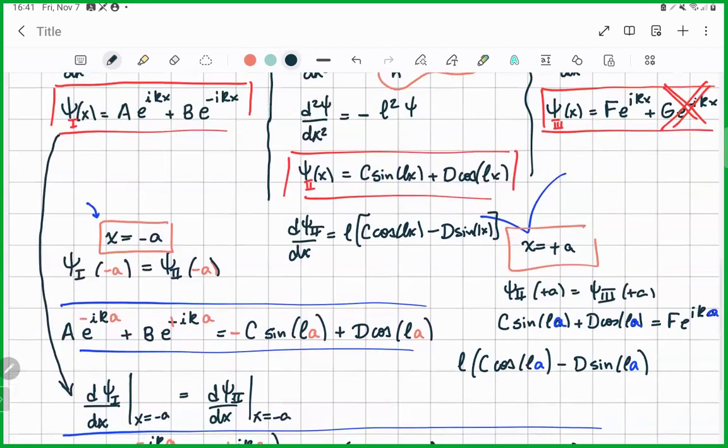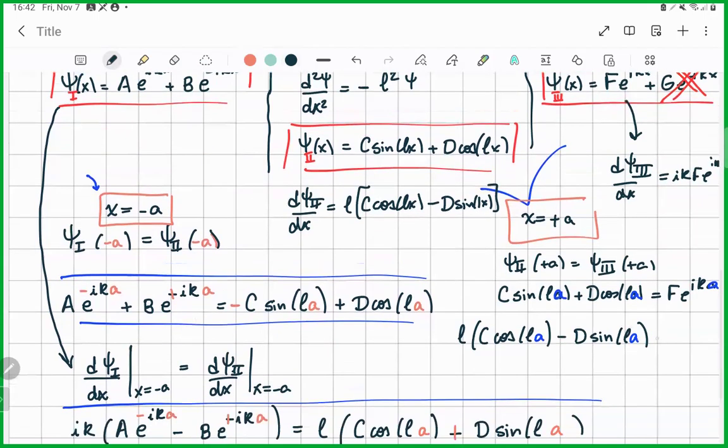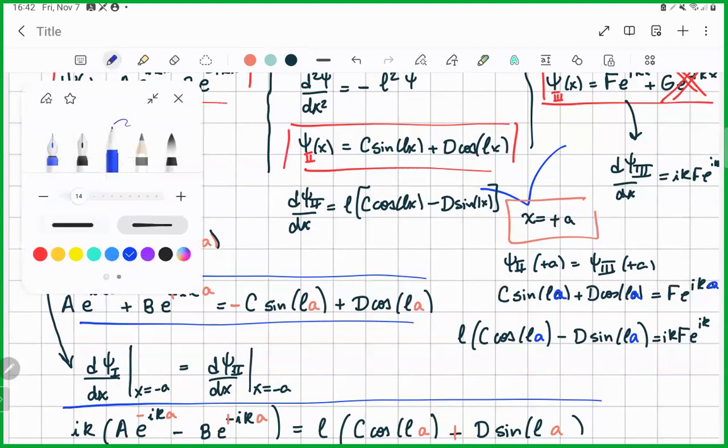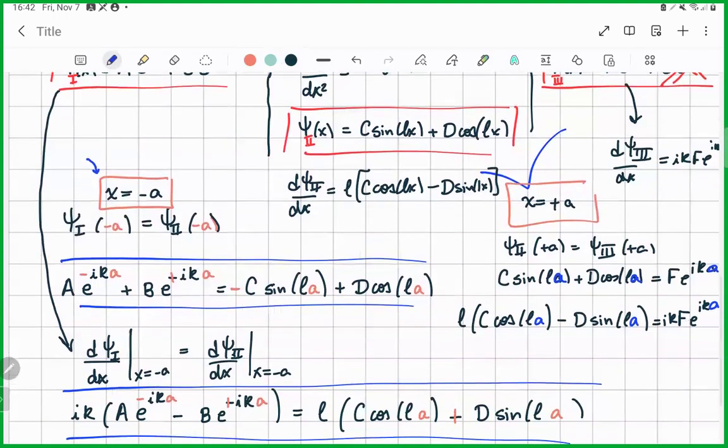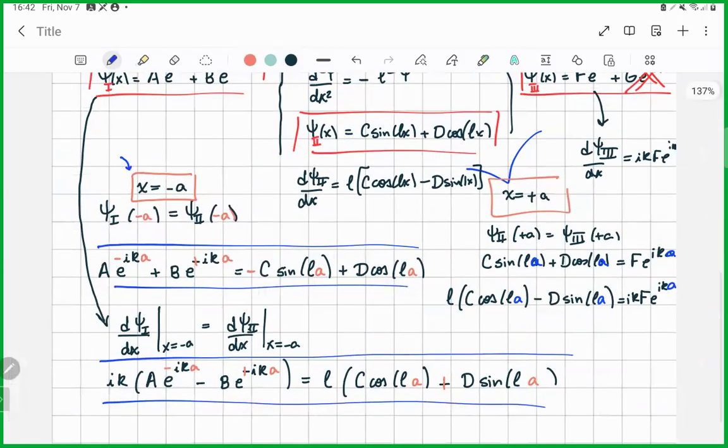And again, now the derivative of this part is simple. It is just F, well, IK, F, and the exponential. So here we have IK, F, exponential plus IK, A. All right, so it became a bit squeezed there, but now we have all four equations, this one and this one as well. Okay, so now what is it that we have to do?